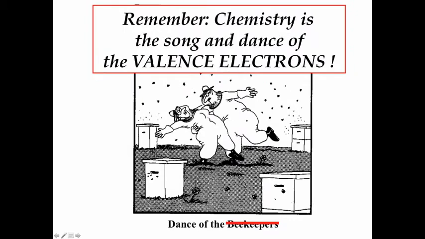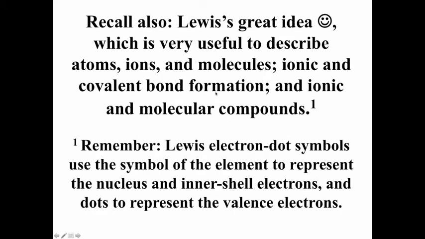Now, a thing to remember is that chemistry is all about what the valence electrons are doing. So it's the dance, the song of the valence electrons, and we're going to keep focusing on valence electrons throughout. And also remember that Lewis had this great idea, which is a really useful way to describe atoms and ions and molecules, as well as ionic and covalent bond formation, and ionic and molecular compounds in general. His idea is to use electron dot symbols, where the symbol of the element represents the nucleus and the inner shell electrons, and dots represent the valence electrons.